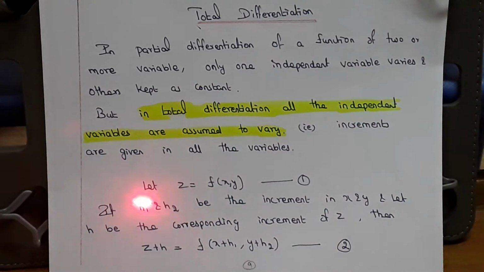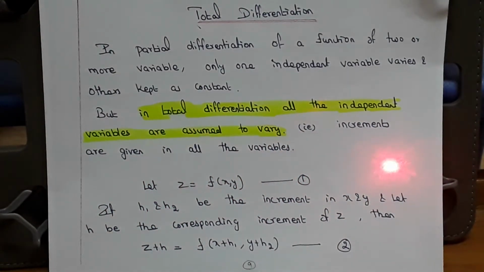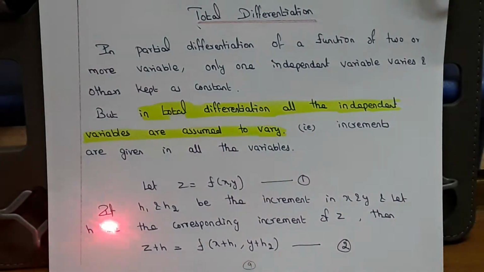Okay, let's see. Let z is equal to f of x comma y. We are taking this as equation number 1. And we are assuming that h1 and h2 are the increments given for x and y. And similarly, h be the increment of z. Then z plus h is equal to f of x plus h1 comma y plus h2. That is, at the time of giving the increments h1 and h2 to x and y, automatically z will get the increment h.